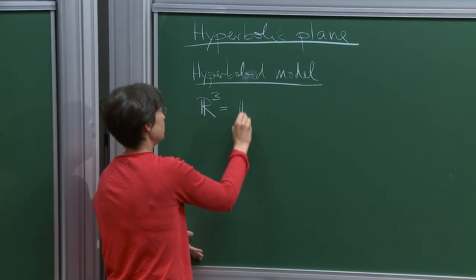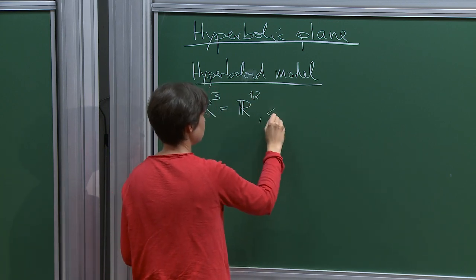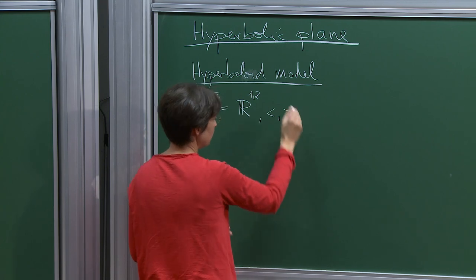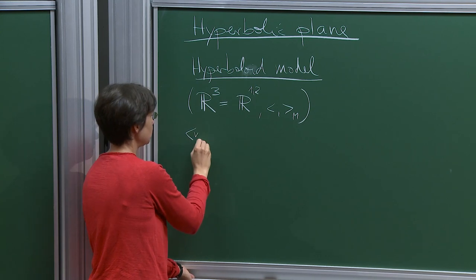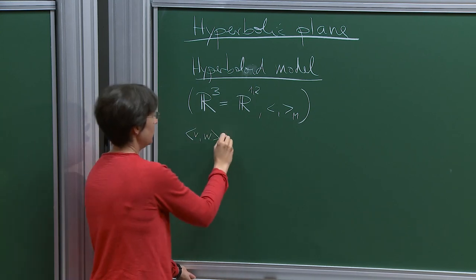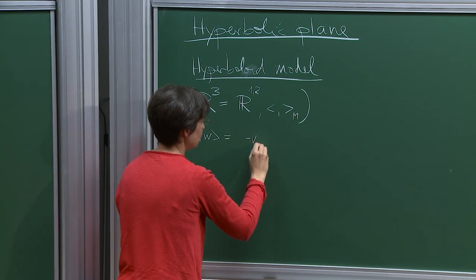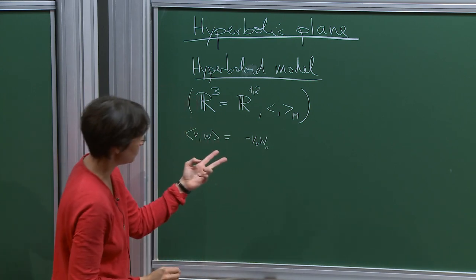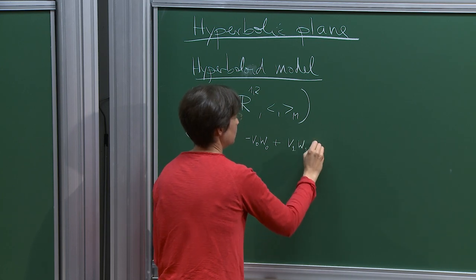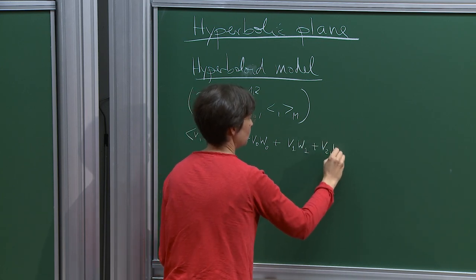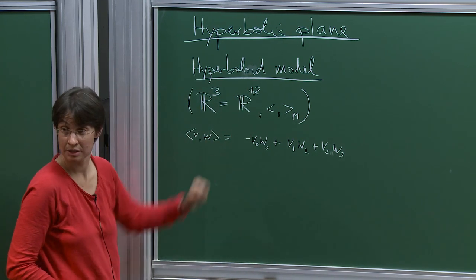Sometimes people write this as R^{1,2}. So we put a scalar product, which I will denote with an M for Minkowski. What does it mean? If we take two vectors in R^3, their scalar product is given by taking the product of the first components, but with a minus, and then taking the product of the second components and the third components with a plus. So compared to the Euclidean scalar product, we just change the sign on the first term.